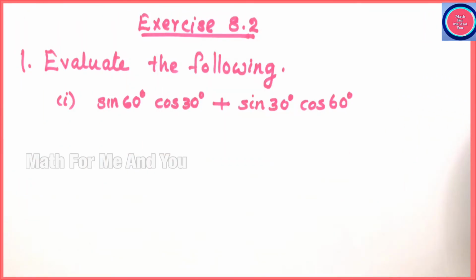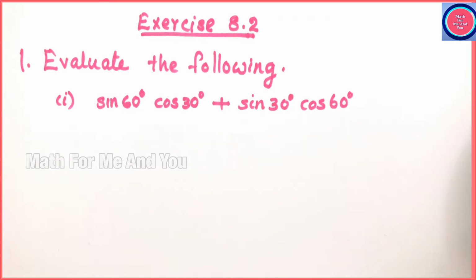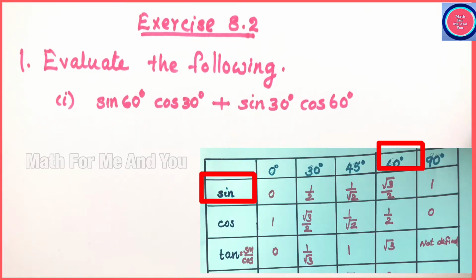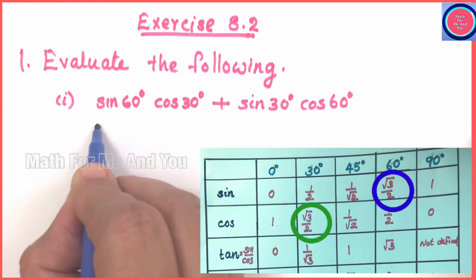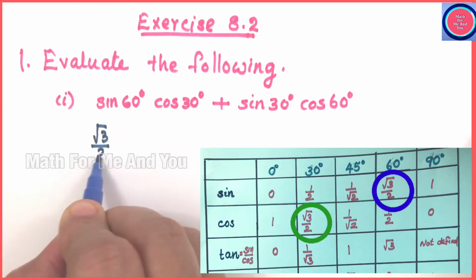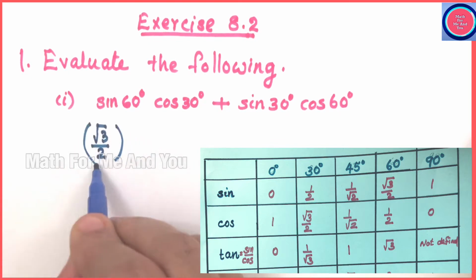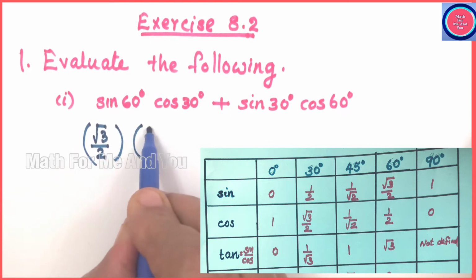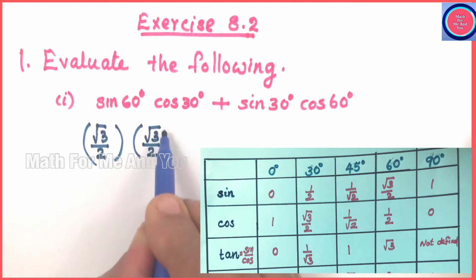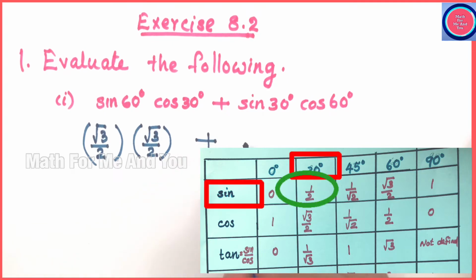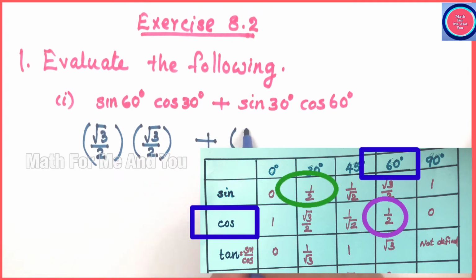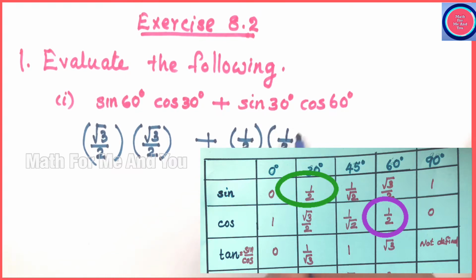And now we are going to find the value of sin 60 degree, cos 30 degree, sin 30 degree and cos 60 degree. Sin 60 degree is root 3 by 2. Cos 30 degree also root 3 by 2. When we substitute, we get root 3 by 2 times root 3 by 2. I am using here bracket for times. So we can write times cos 30 is also root 3 by 2 plus sin 30 degree is 1 by 2. Cos 60 degree also 1 by 2. We can substitute. So we get 1 by 2 times 1 by 2.